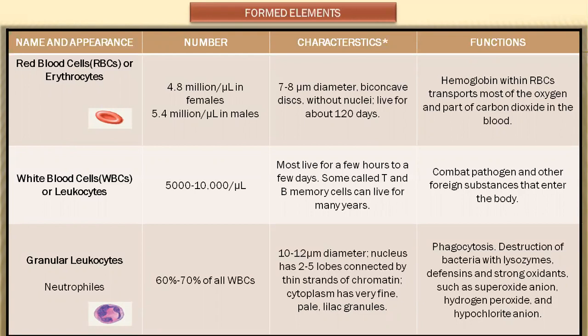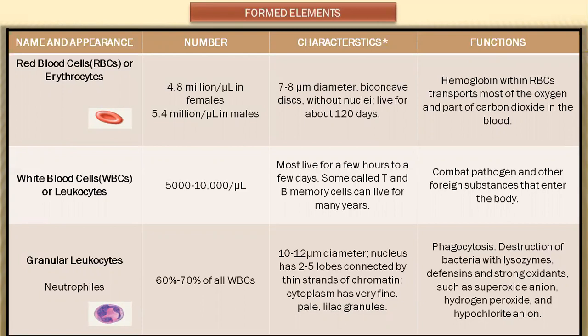In terms of function, red blood cells contain a lot of hemoglobin, and this hemoglobin within red blood cells is the one involved in transportation of oxygen, and also part of the carbon dioxide in the blood. So hemoglobin can transport oxygen, and sometimes it can also transport carbon dioxide, depending on whether you're looking at the arterial side or the venous side. On the arterial side, you have more of hemoglobin and oxygen interaction. On the venous side, you have more of hemoglobin and carbon dioxide interaction.